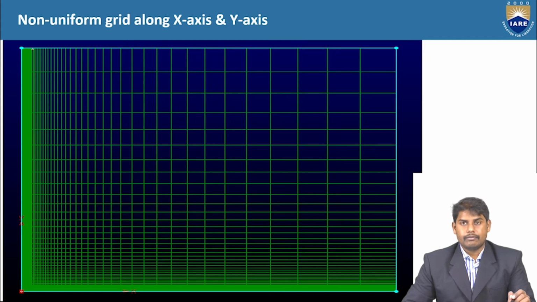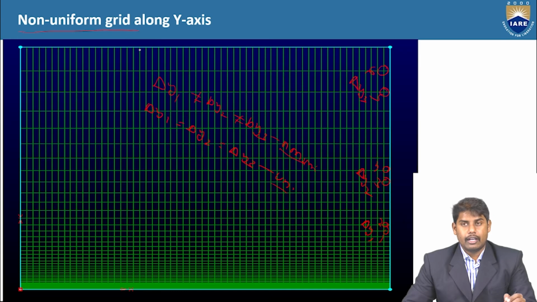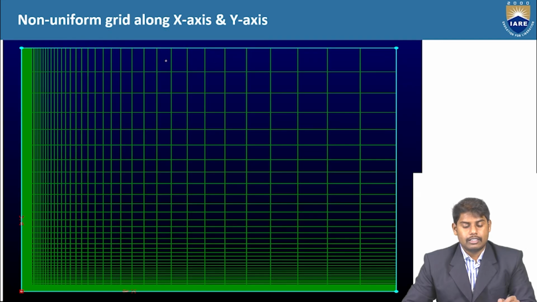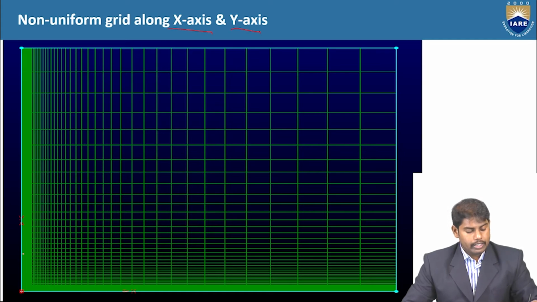So this is the case where you have a non-uniform grid, both along the x-axis and the y-axis. In the previous slides you saw that only along the x-axis I varied the grid independently, and here only along the y-axis I varied the grid spacing. In the third case, the non-uniform grid is both along the x-axis and the y-axis. Here you can see that more grid points are clustered near the left and the bottom boundary.